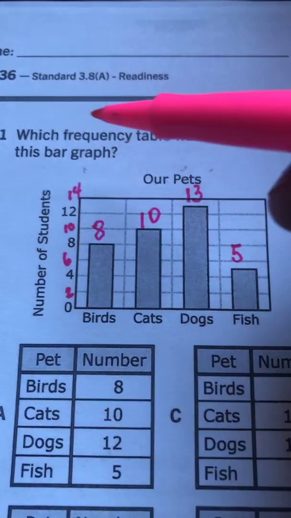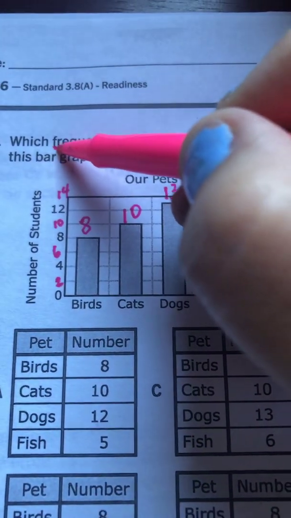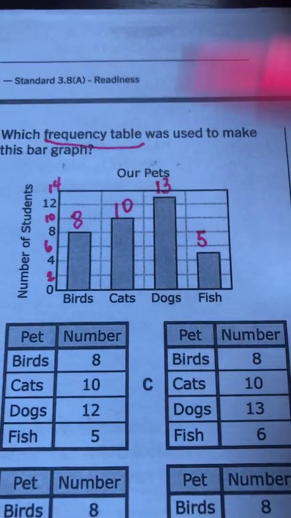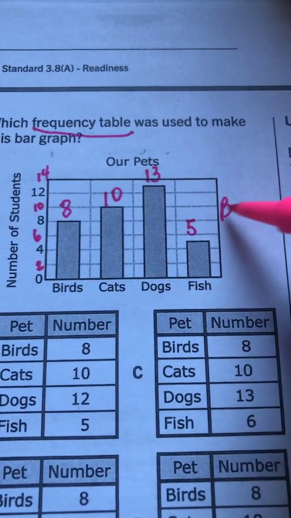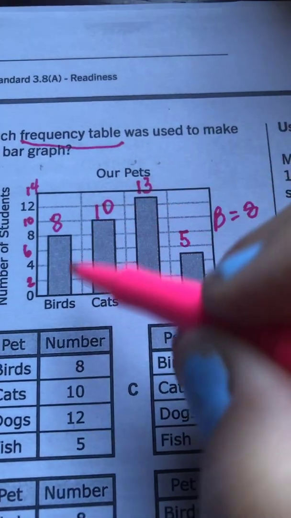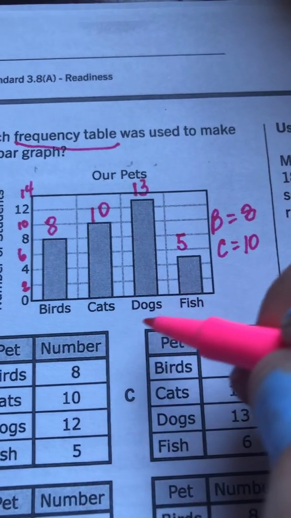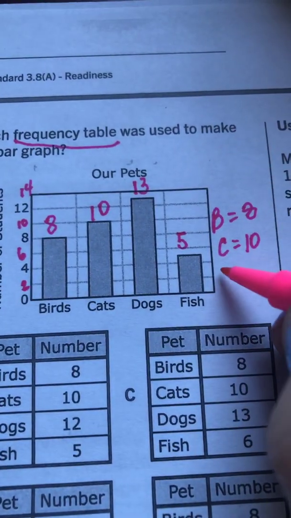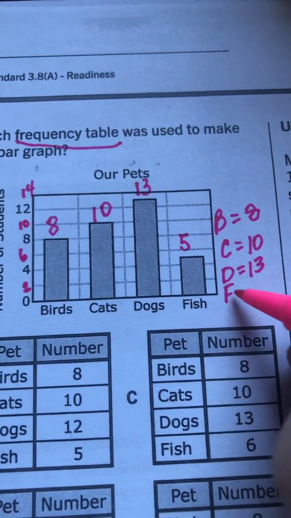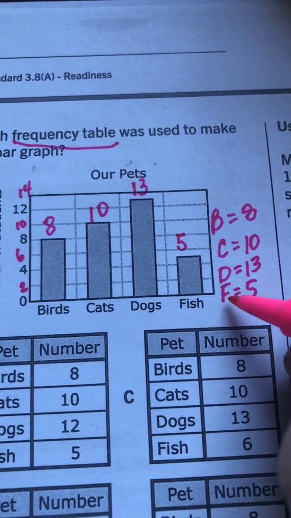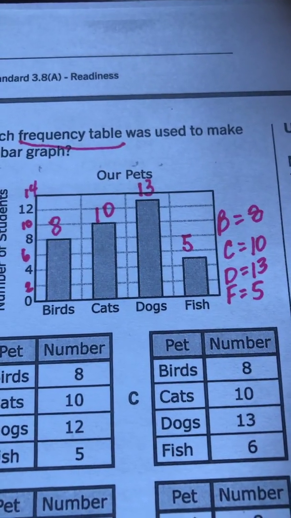It says, which frequency table was used to make this bar graph? So we're looking for the frequency table that matches the bar graph. So I know that birds needs to equal 8. Cats needs to equal 10. Dogs needs to equal 13. And fish need to equal 5. Now remember that I just used the first letter of each animal just because it makes it easier for math.